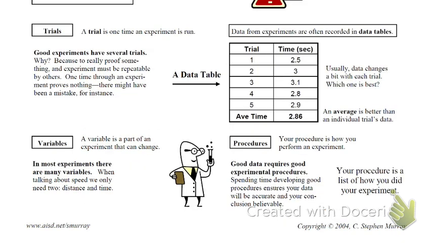When you're doing your experiment, you're testing variables. For ours, we're going to be talking about speed. When you're finding speed, you're looking for distance and time. So those will be our 2 variables today.